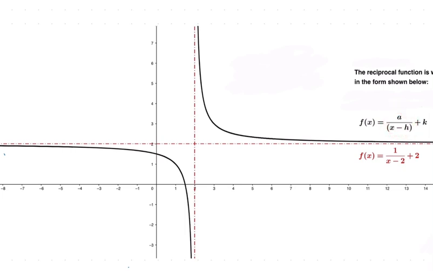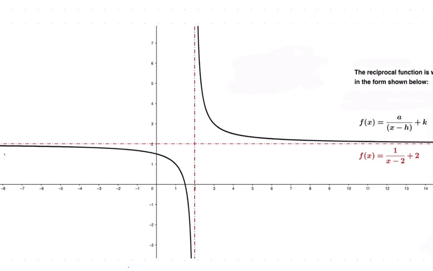So for example, we have this function. We know that the vertical asymptote should be when x is different than 2. So that's my vertical asymptote. So for the horizontal asymptote, you can see that I have plus 2. So I will have one horizontal asymptote at y is equal to 2. I know these 2 points should be part of my original function, which is the linear function. But let me show you how you can find it.